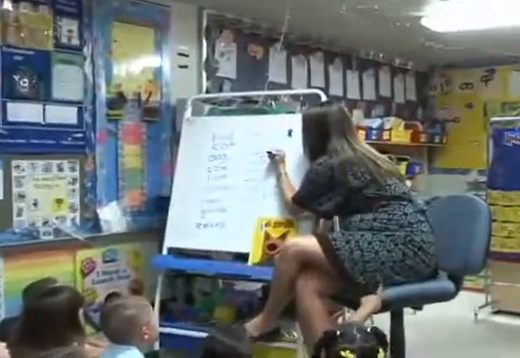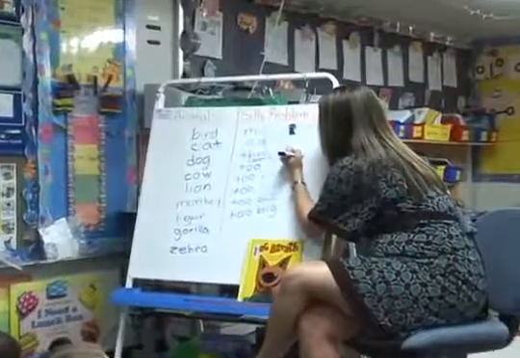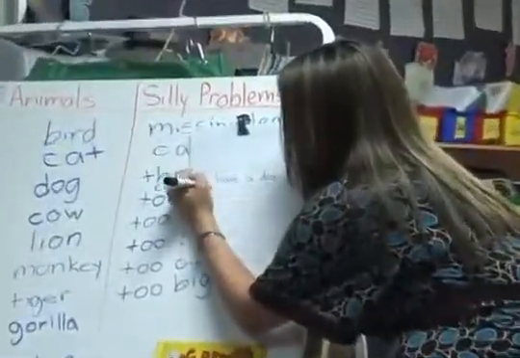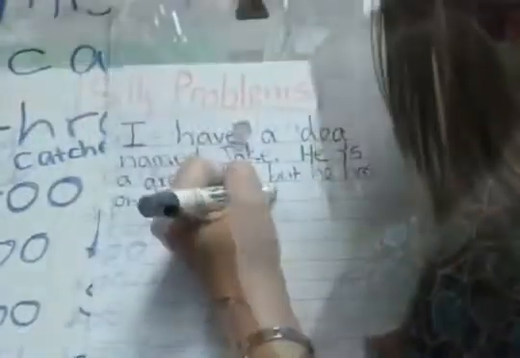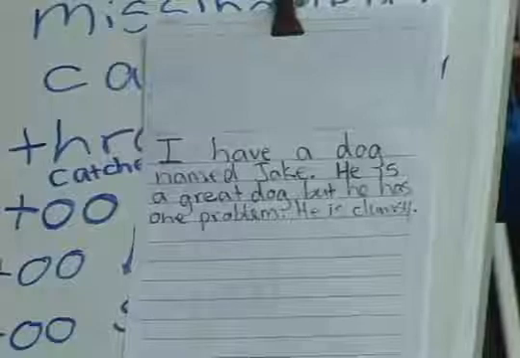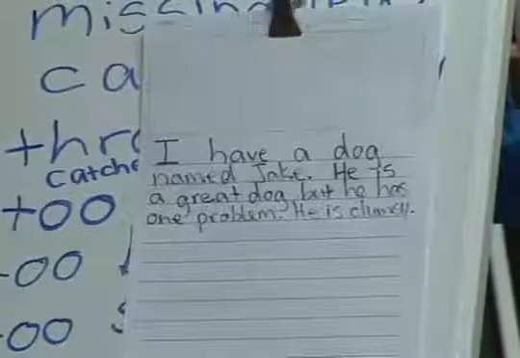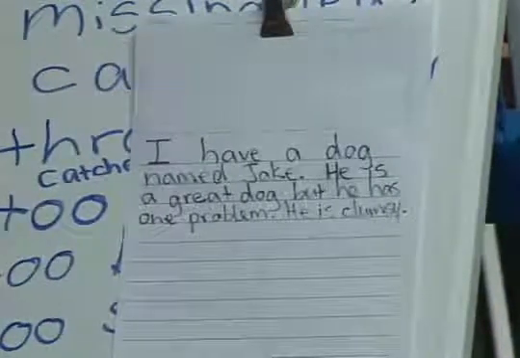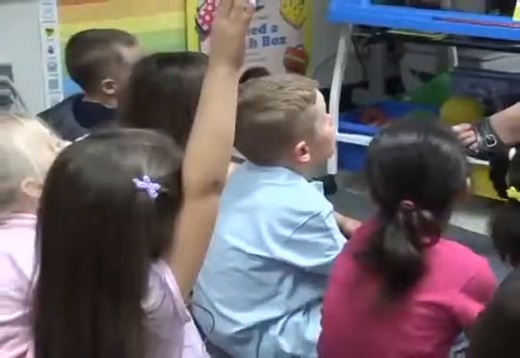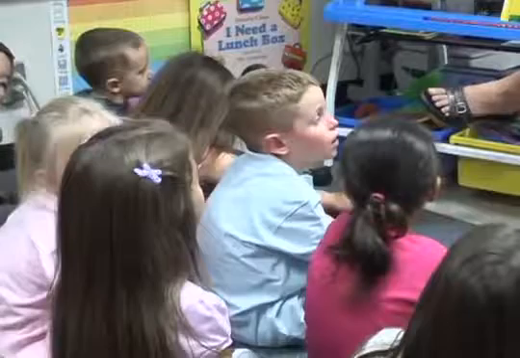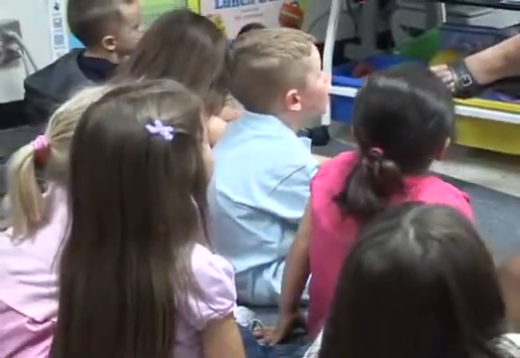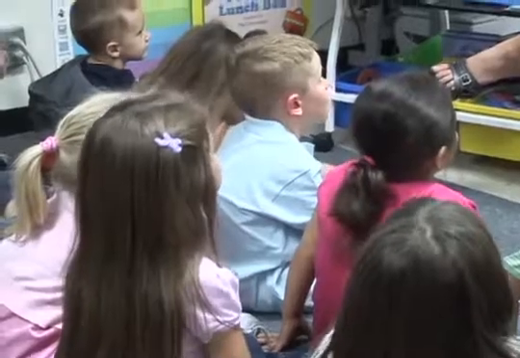So, let's see. I have a dog named Jake. He is clumsy. Okay, so now what can I do? We've decided my animal and we've decided his silly problem. So what could I write about next, Rebecca? He has to go to the doctor twice a day because he gets hurt running into things. Oh my goodness, that's a good one.